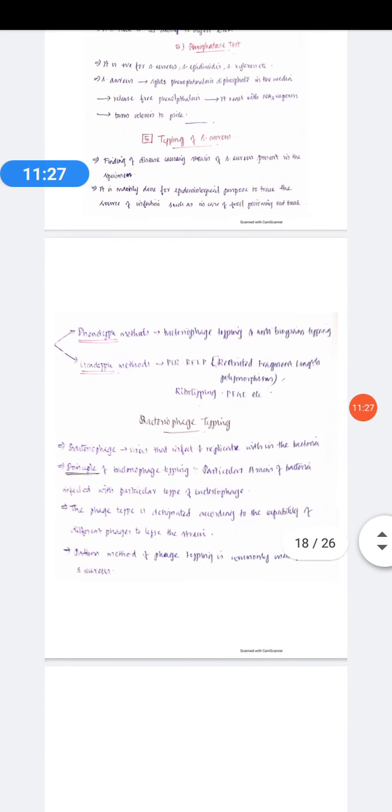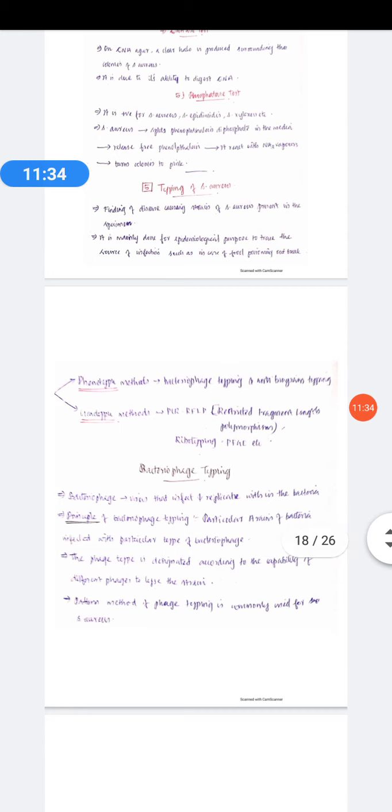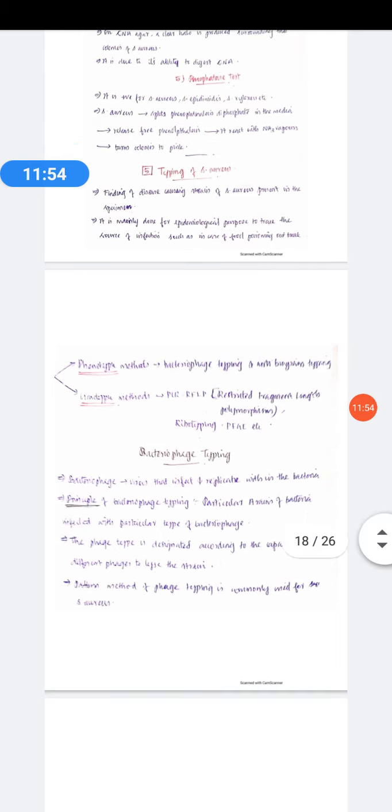Then come to the fifth method. It is typing of Staph aureus. What do you mean by typing? For what do we do typing? It is done for finding the disease causing strains of Staph aureus present in the specimen. That is, we know Staph aureus has many strains, but for the identification of which strains cause the disease, we use typing.